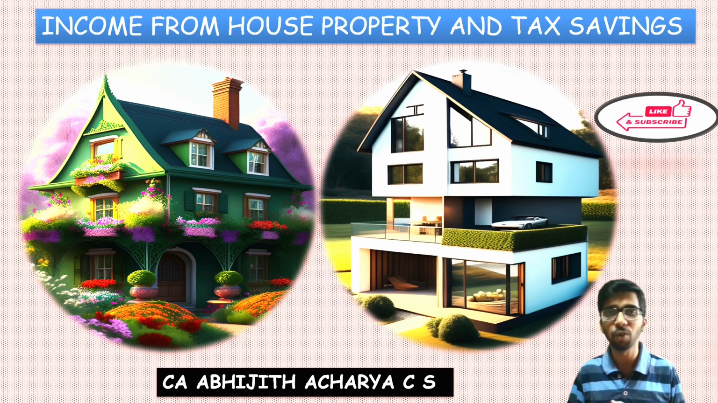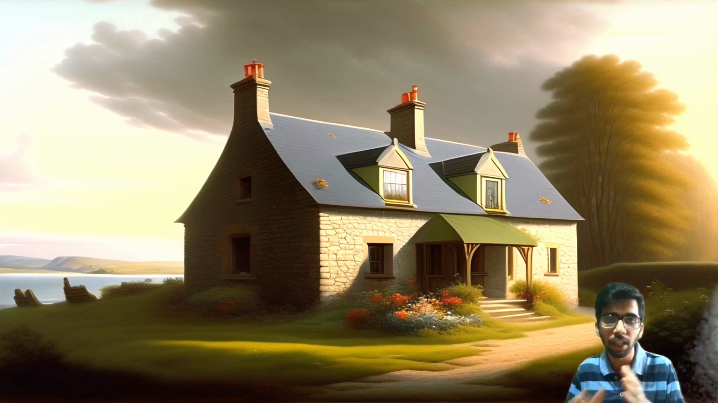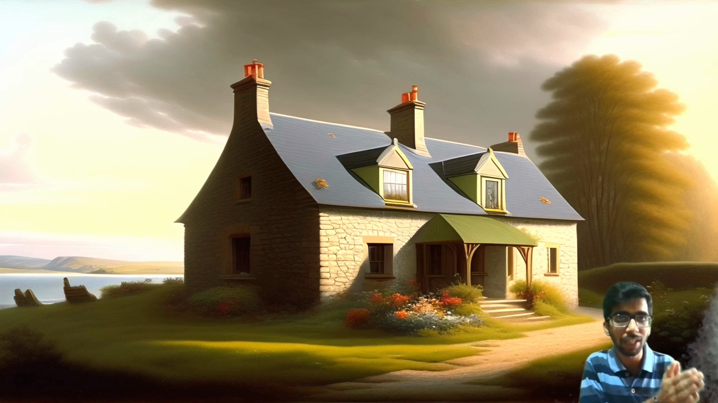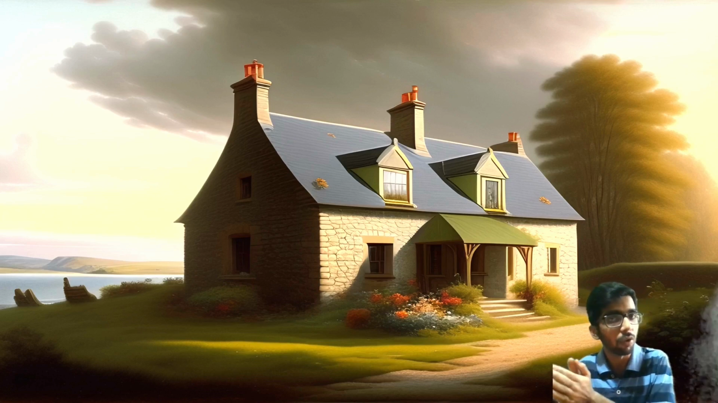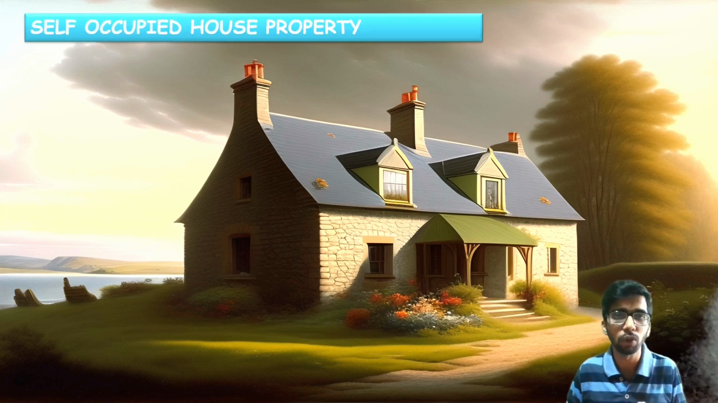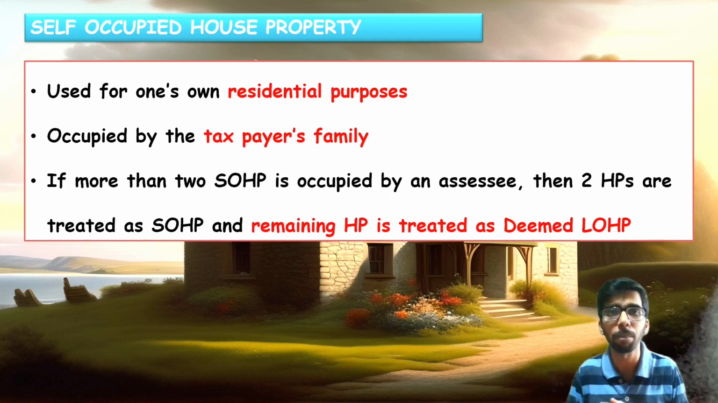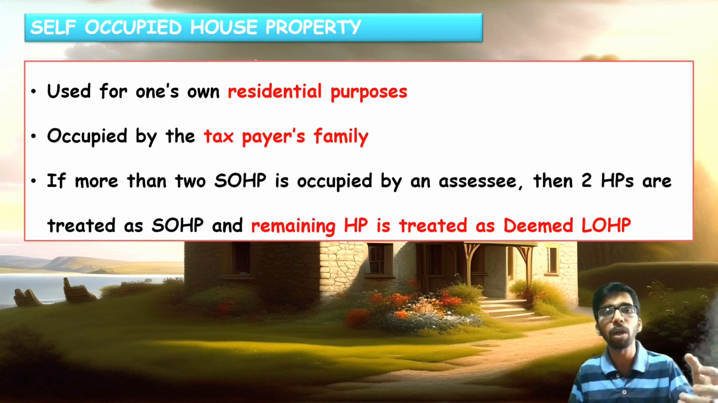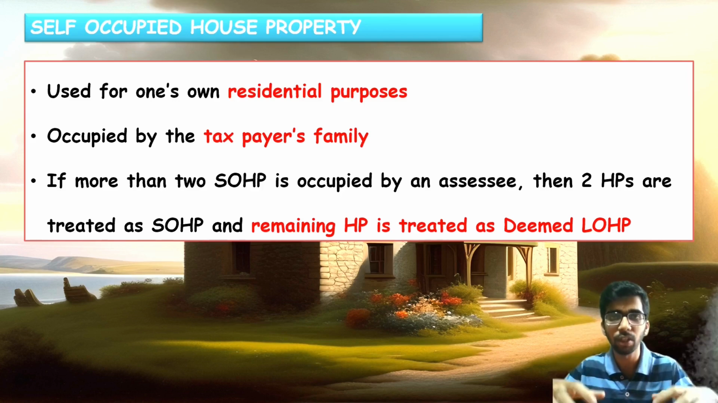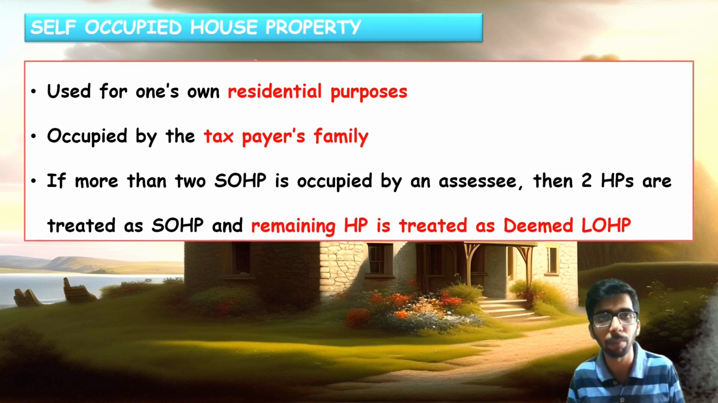Let's discuss today's video. First of all, I will discuss the classification of house property. House property is classified into self-occupied house property and let-out house property. First one, self-occupied house property. That means it is used for one's own residential purpose. It is occupied by the taxpayer's family, that is, the assessee who is going to pay the income tax. He and his family are residing in that house property. It is called self-occupied house property.